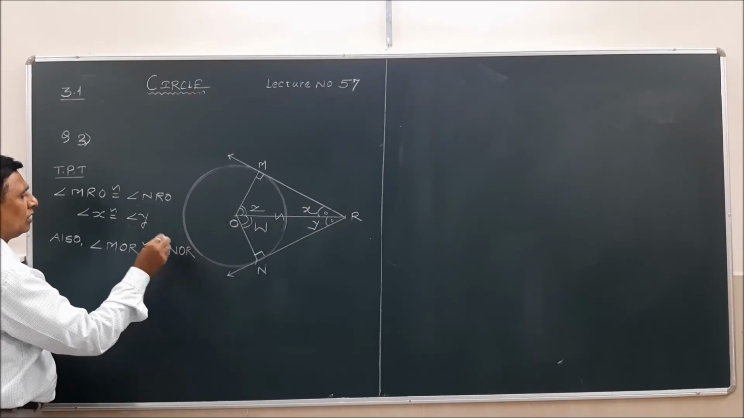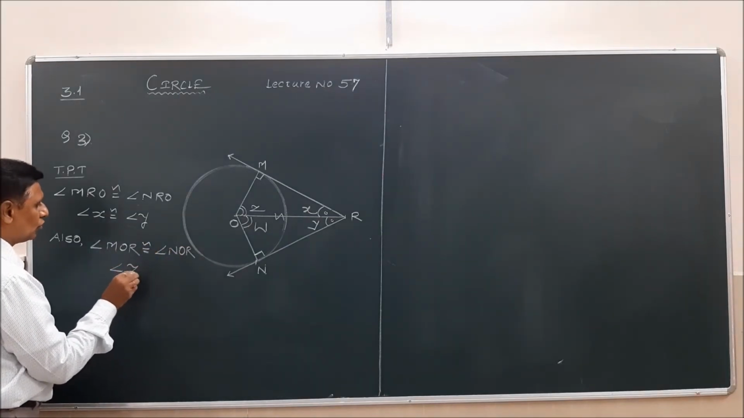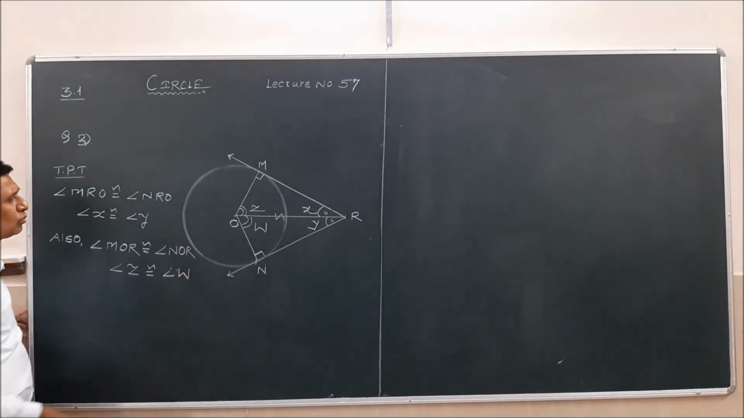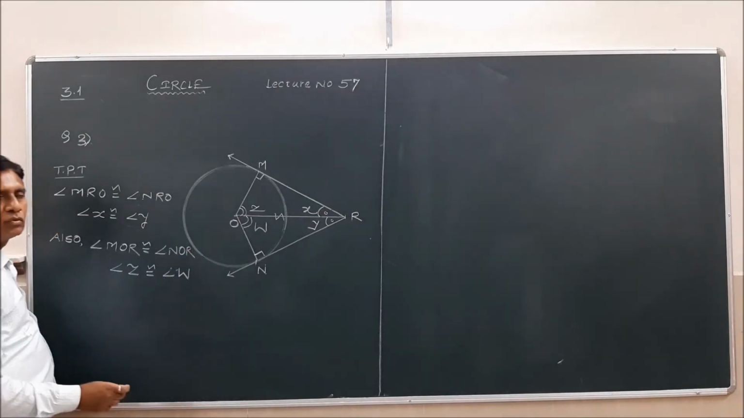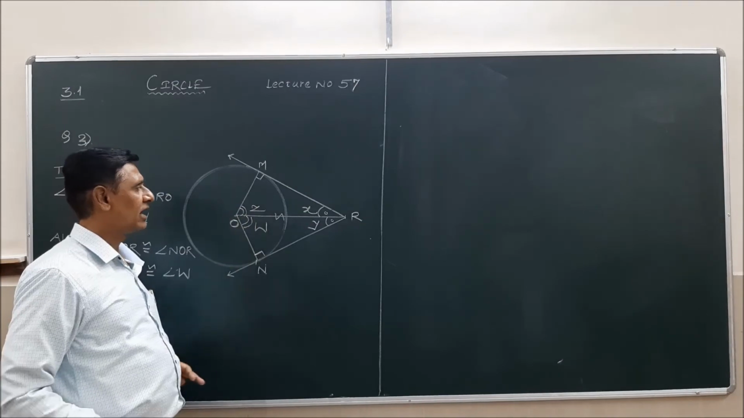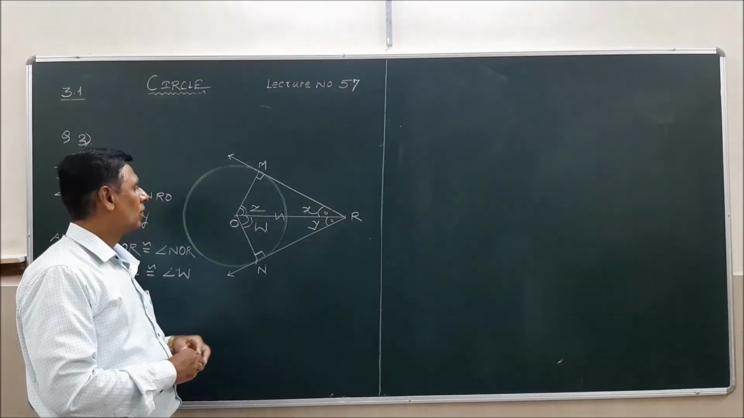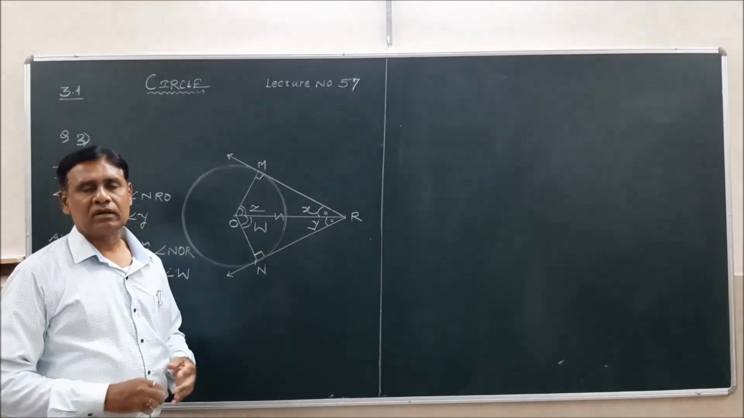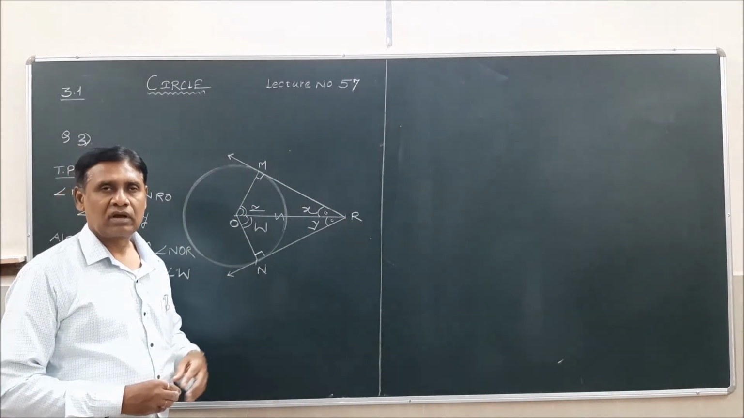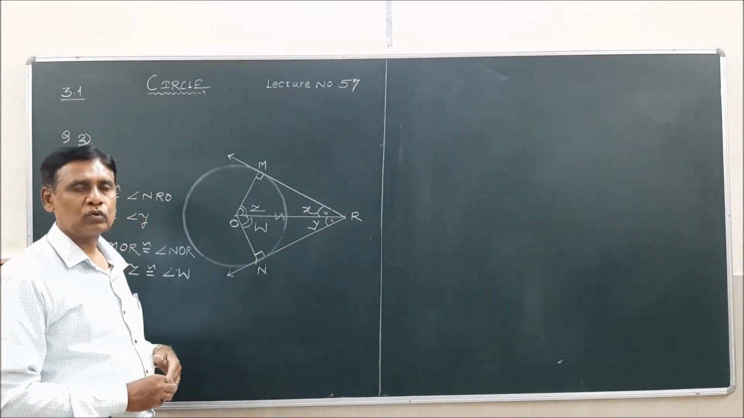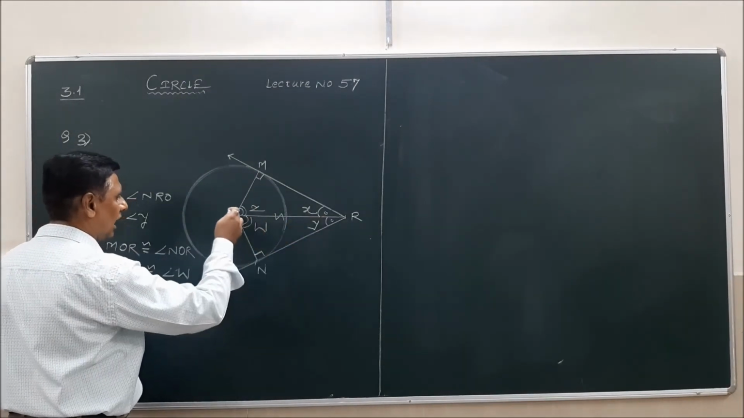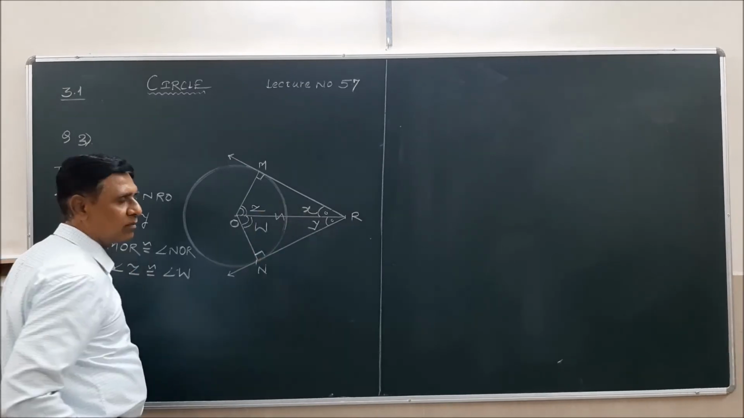Bisecting means dividing a given angle into two congruent parts. So since I have labeled them as Z and W, I am going to prove these two triangles are congruent, and after proving these two triangles congruent, I will also prove X is congruent with Y, corresponding angles of congruent triangles. Z is congruent to W, corresponding angles of congruent triangles. So let's prove these two triangles, namely OMR and ONR, congruent by a test.